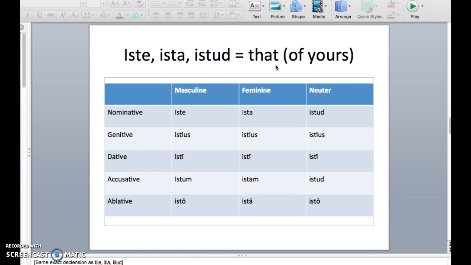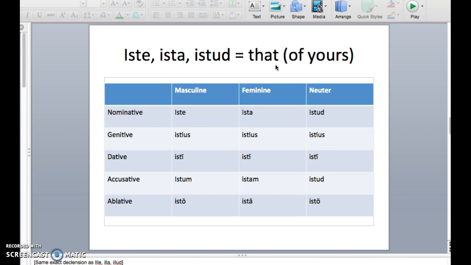For right now, I also want to add that frequently when we use iste, ista, istud, it's going to be used with an element of contempt. So it'd be like, that one over there. Like, oh, as though that one over there is despicable. Like, that one over there, okay? And that's how Cicero uses it very famously when he's talking about Catiline, the conspirator, and then later when he's working the law courts against a corrupt governor named Verres.